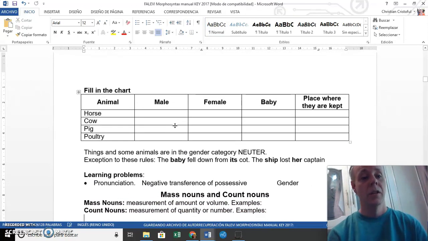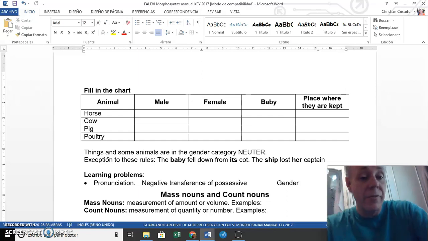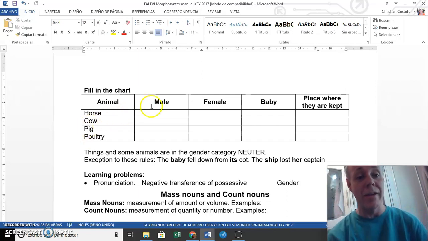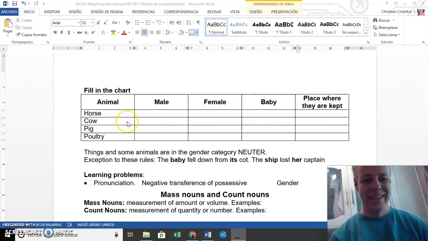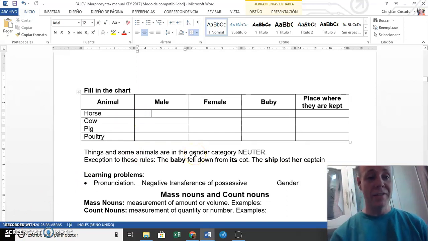Okay? So here you have the chart. You need to look in a dictionary for the male form of a horse, the female form of a horse, the baby form of a horse, and the place where horses are kept. So, have you looked? I have the answers here. What do you call a male horse, for example? Or a female horse? Here you get.